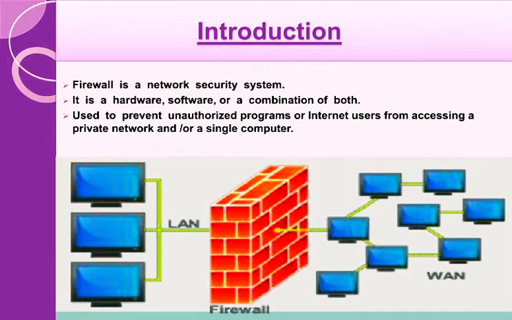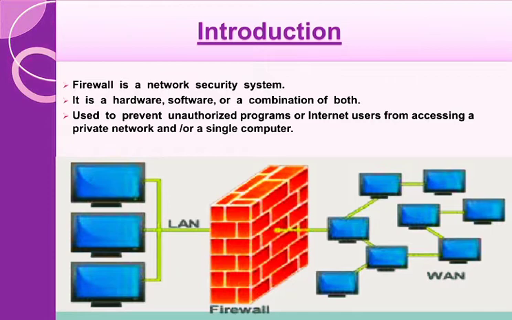Introduction. A firewall is a network security system and it also creates a safety barrier between a private network and the public internet. It is hardware, software or a combination of both. It is used to prevent unauthorized programs or internet users from accessing a private network. And this picture below represents the firewall security system.